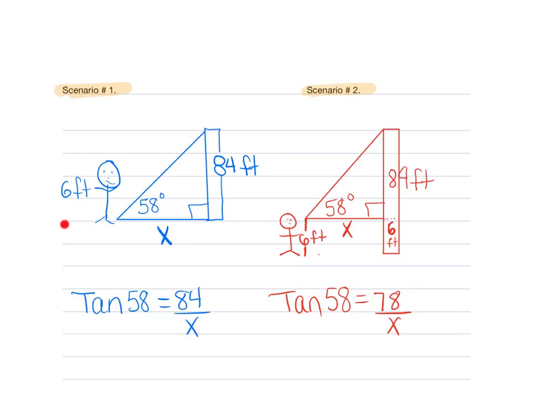Or do we not need it? Is it a distraction? If so, this is how I set it up. Tangent of 58 is equal to 84 over X.